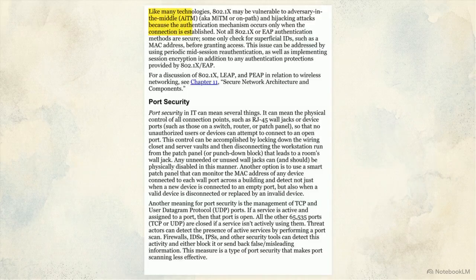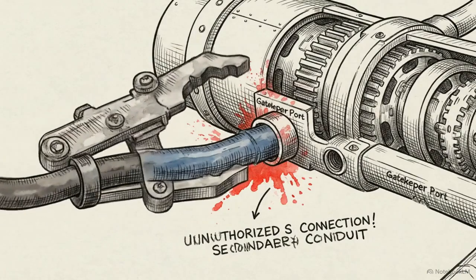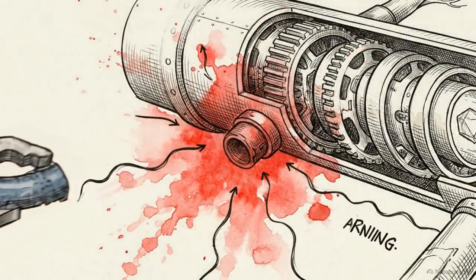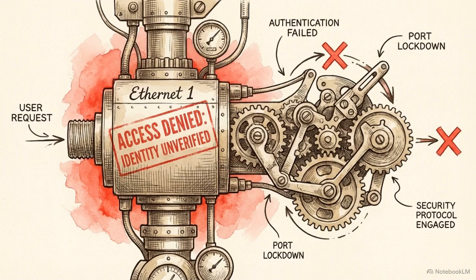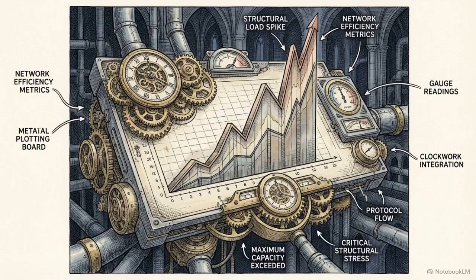Because this authentication occurs only when the connection is established, 802.1x can be vulnerable to adversary-in-the-middle or hijacking attacks. To counter this, administrators implement periodic mid-session reauthentication and use smart patch panels that monitor MAC addresses for sudden hardware changes. 802.1x serves as the port-based decision point, using identity verification to determine whether a connection is allowed or denied. While authentication covers confidentiality and integrity, architects must also secure the third pillar of the CIA triad, availability.